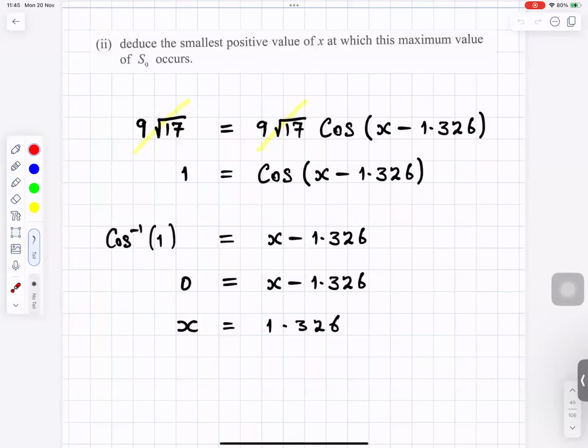And then it says deduce the smallest possible value of x. So 9 root 17 is equal to 9 root 17 cosine of (x minus 1.326). This will cancel out, and you get 1 there. So inverse cosine of 1 is x minus 1.326. Inverse cosine of 1 is 0. So rearranging, x will be 1.326.